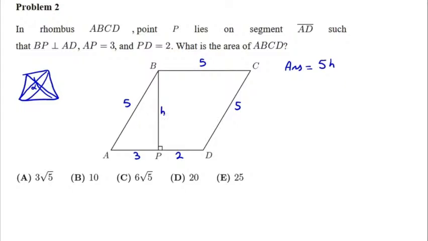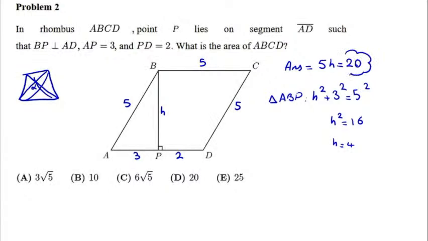Now, let's solve. I want to find h. How can we find h? If you use the Pythagorean theorem in triangle ABP, then h squared plus 3 squared equals 5 squared. If you simplify, h squared will be 25 minus 9, which is 16, and h will be 4. And because h is 4, 5 times 4 is 20. And the answer is this.